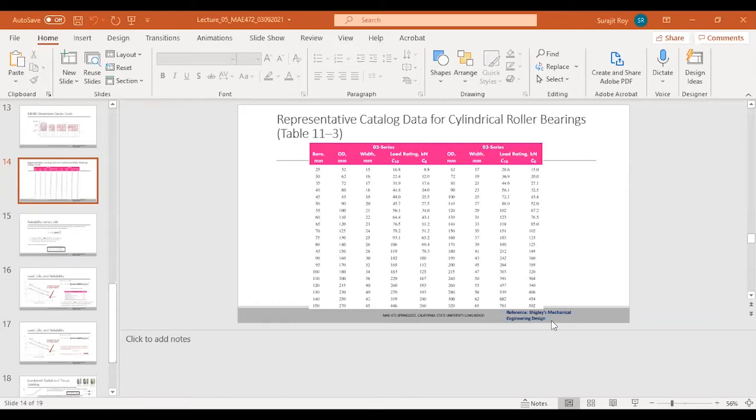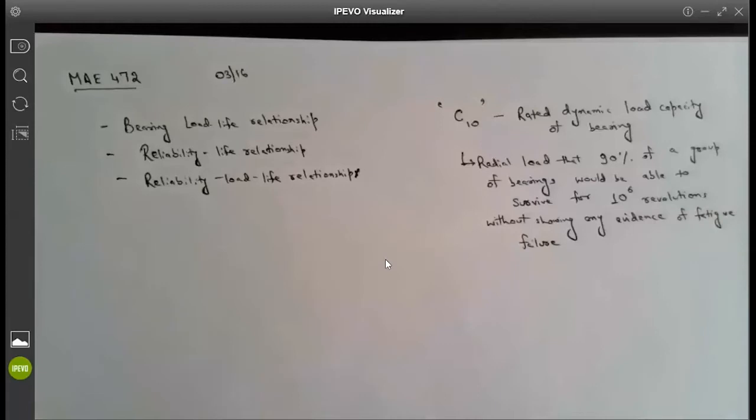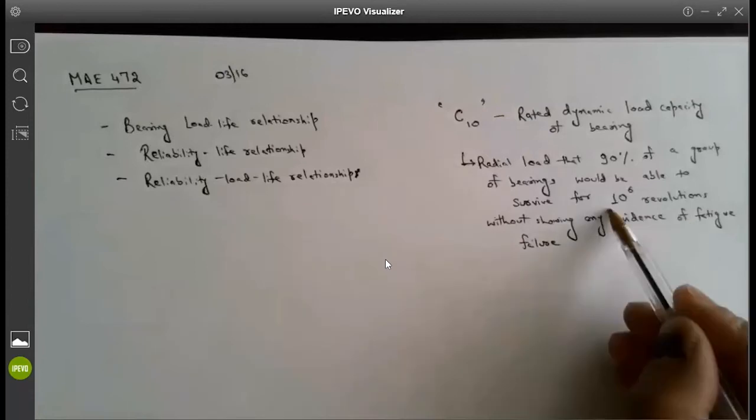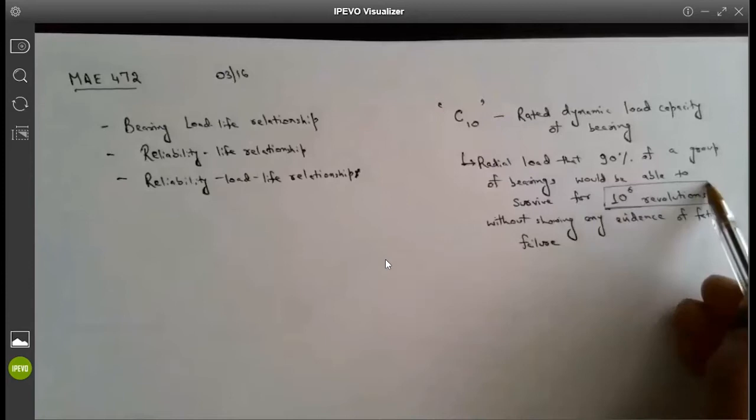So I'm coming back to the document camera again to show some calculations, how we calculate this C10 load. Let me share the document camera again. The important part here is this 10 raised to power 6 revolutions. This is called the L10 life.